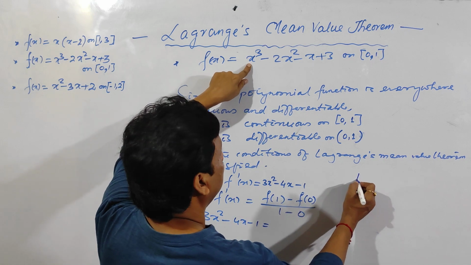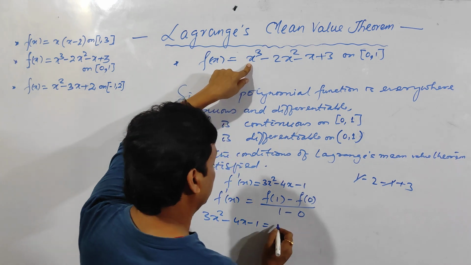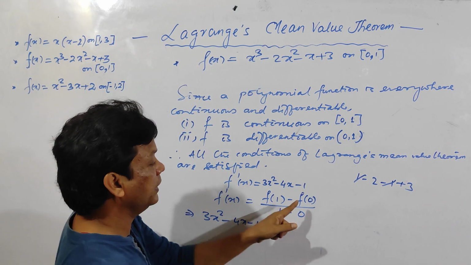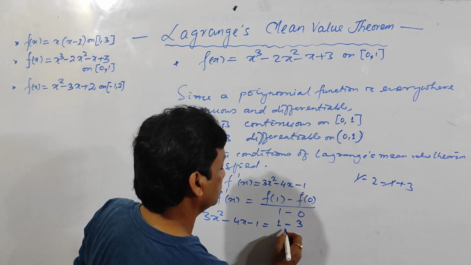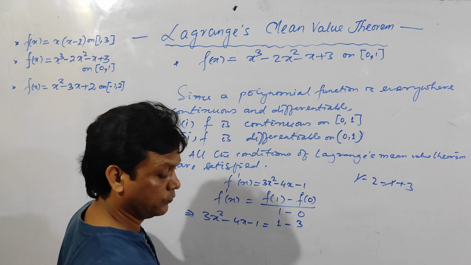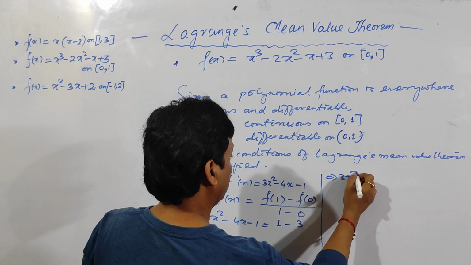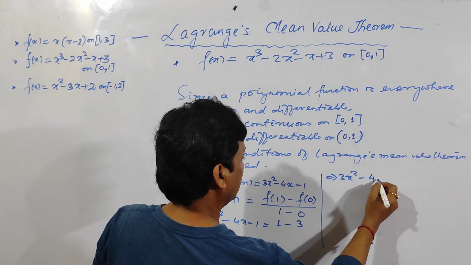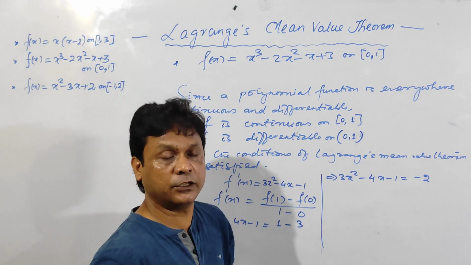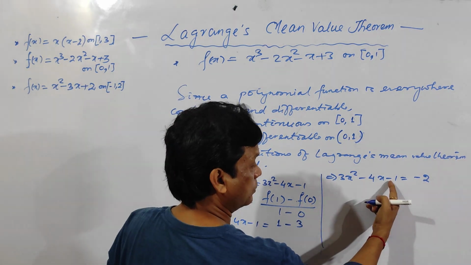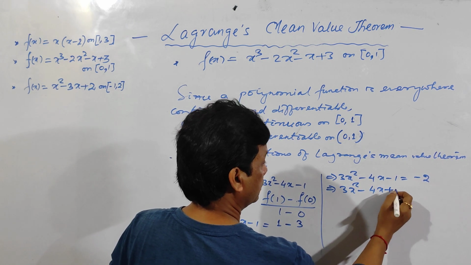So it will be 1 cube is 1, minus 2, minus 1, plus 3. Minus 1 plus 1 cancel out, 3 minus 2 is 1. So this is 1. Minus f of 0. This one is 0, this one is 0, this one is 0, so only 3 remains. Divided by 1 minus 0, it is 1. So that means here your problem becomes 3x square minus 4x minus 1 is equal to minus 2. So take minus 2 to the left hand side, it will become plus 2. So plus 2, it is minus 1, it will become plus 1. So 3x square minus 4x plus 1 equal to 0.